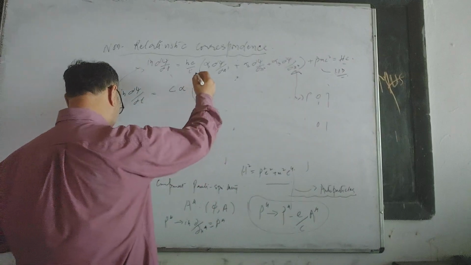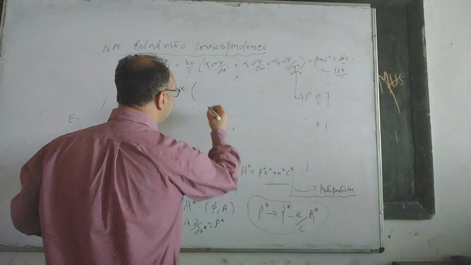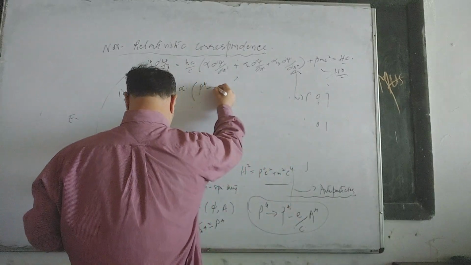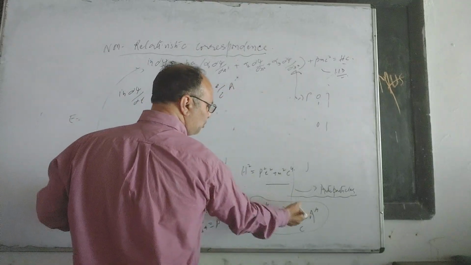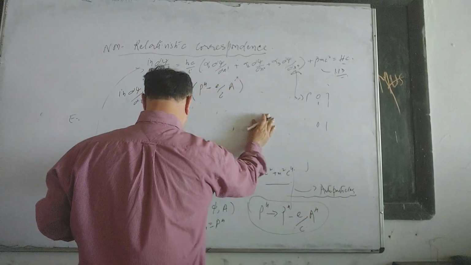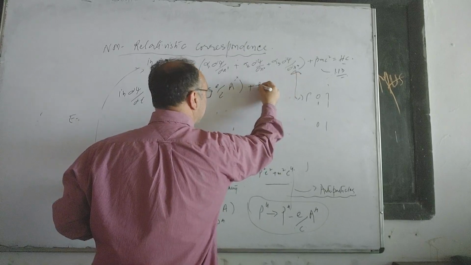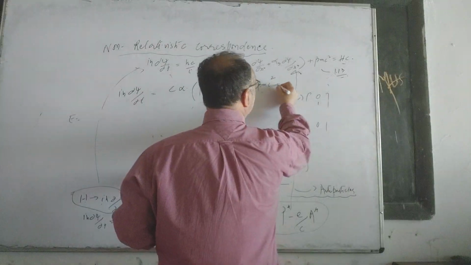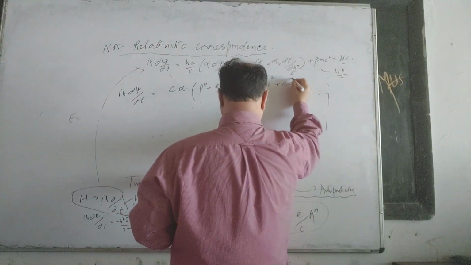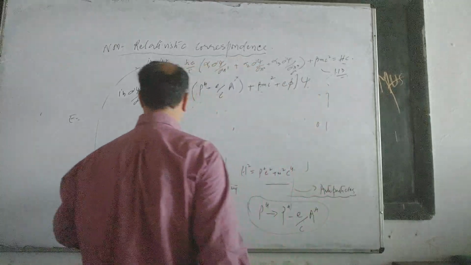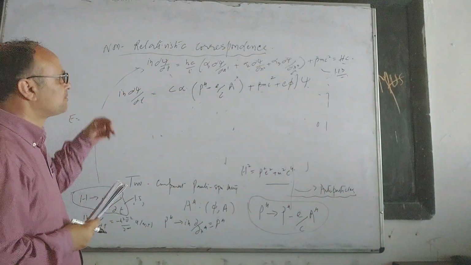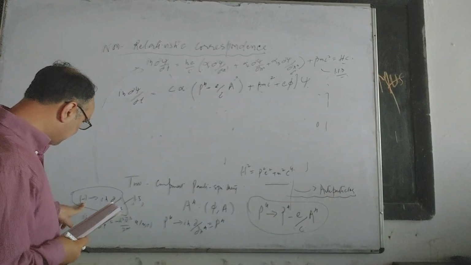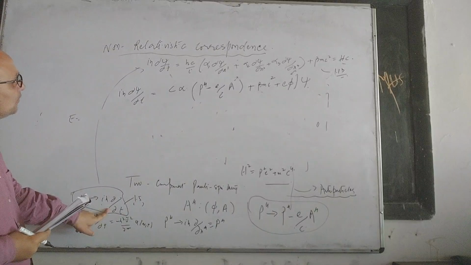So it's C alpha dot of this P mu minus E by C into A mu और A0 के लिए हम कर सकते हैं A plus beta MC square plus E phi, psi. Yeah, it's like this. This is iota h dψ by dt.